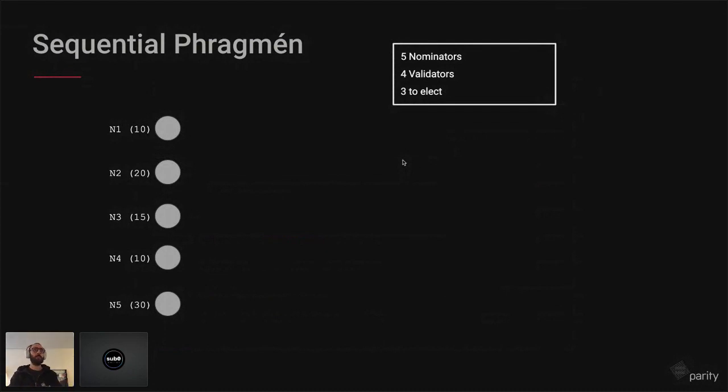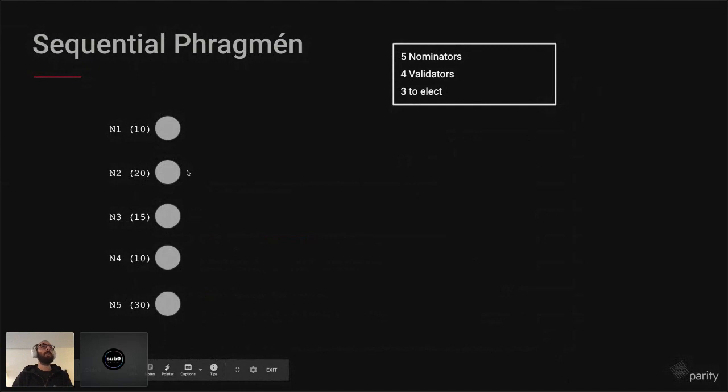We have a bunch of nominators. Someone also asked here, is it the same as DPoS, delegated proof of stake? Kind of. I'm not the best with these terminologies, so I'm not sure. But we have two entities: nominators who vote, and validators, who, well, you know who validators are.